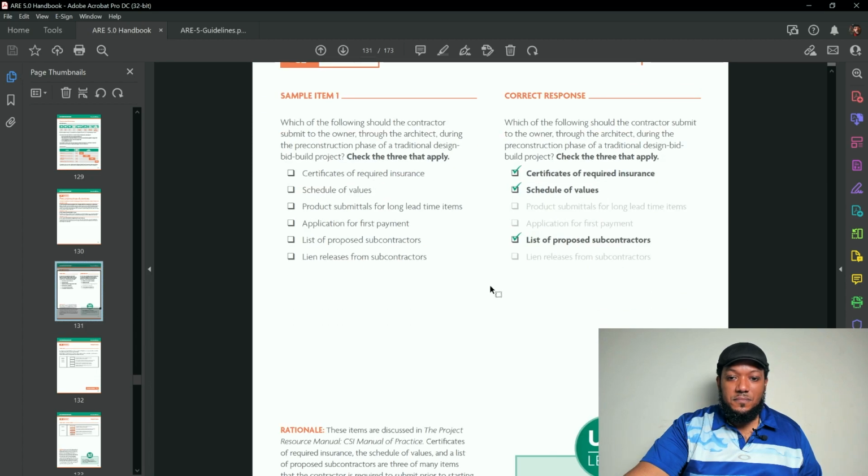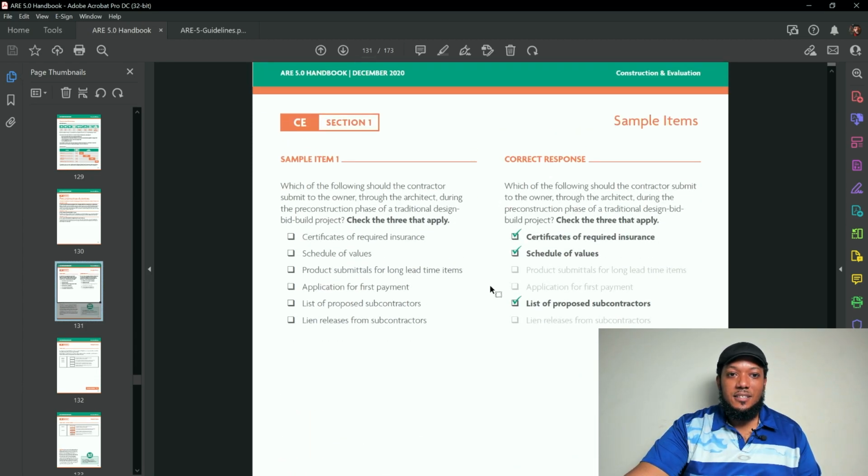Now when you see a question, it might say, which of the following should the contractor submit to the owner, to the architect during the pre-construction phase? Check all that apply. Going through questions like this, knowing what it means for that document at the beginning of the phase of the project, any exam resource you use should tell you what happens at this phase. So knowing the ones that are needed should be second nature.